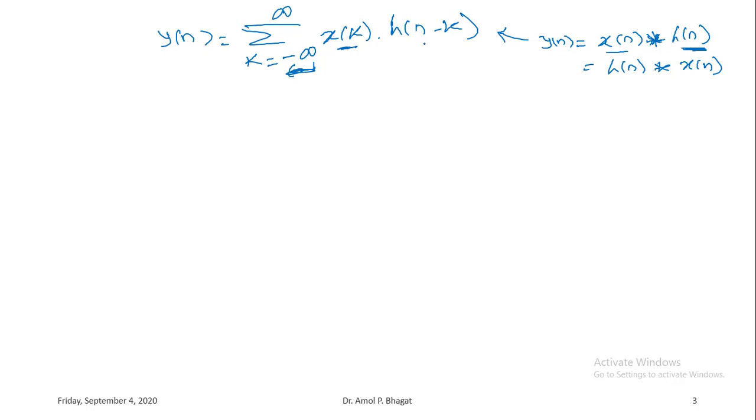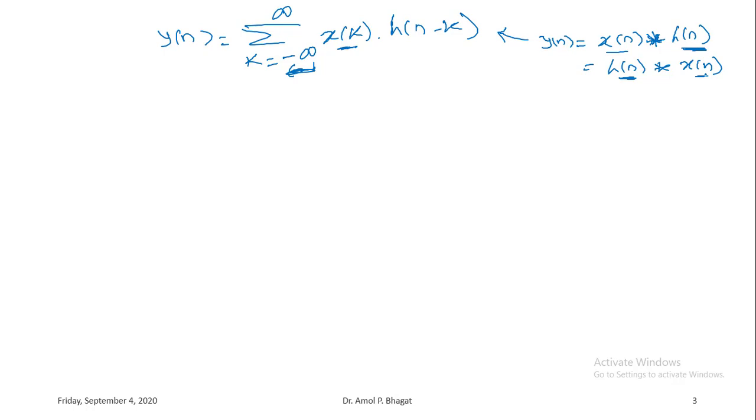So we are using folding, then shifting, then multiplication, and then summation. When you are convolving x of n with h of n, you are performing folding and shifting operations on h of n. But when you are convolving h of n and x of n in this form, h of n will be kept as it is, but folding and shifting operations will be performed on x of n. So you can decide, as per the given sequences, which sequence will be selected for the folding and shifting operation.